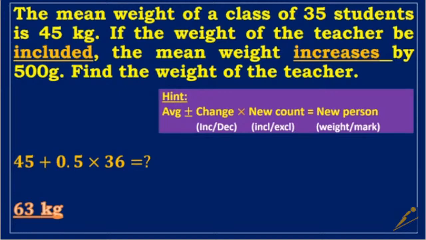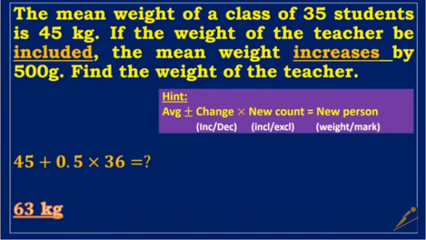The mean weight of a class of 35 students is 45 kg. If the weight of the teacher is included, the mean weight increases by 500 grams. Find the weight of the teacher. There is a really interesting math trick behind it. For including or excluding concepts, we use a direct formula, that is, the average value plus or minus the change in value into new count is equal to the new person's value.